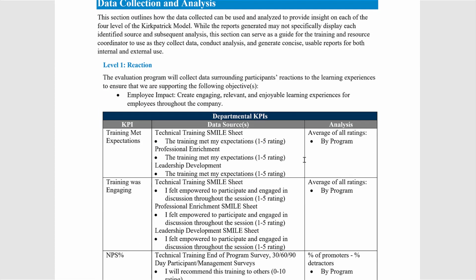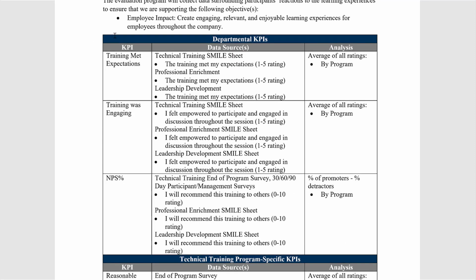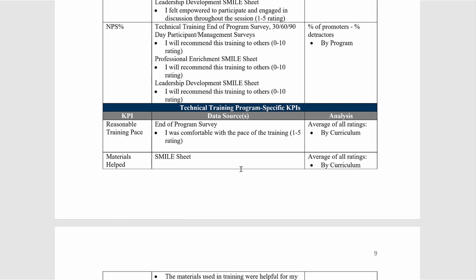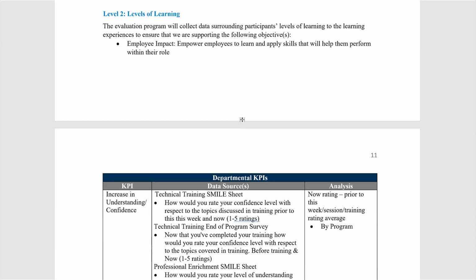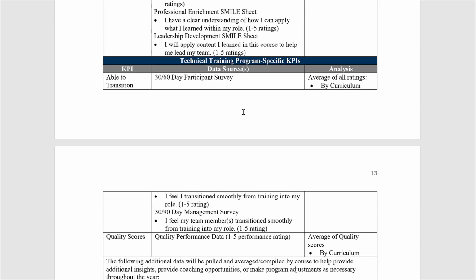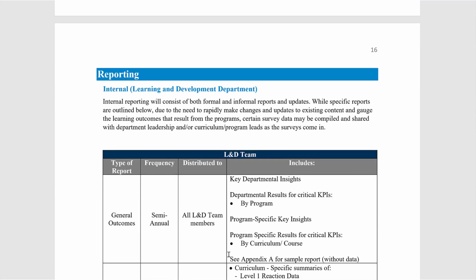So when we get down to the actual data collection and analysis, the way that I did this was I broke it down into the Kirkpatrick models and then also identified what key program objectives aligned up to each level of the Kirkpatrick model, and then broke it down by how we're going to use the data sources to collect information on our key performance indicators for the department, and then also for program-specific key performance indicators. So I broke those down again for each level of the Kirkpatrick model: reaction, levels of learning, and then behavior, and then results.